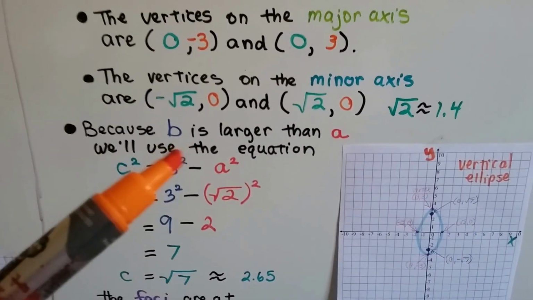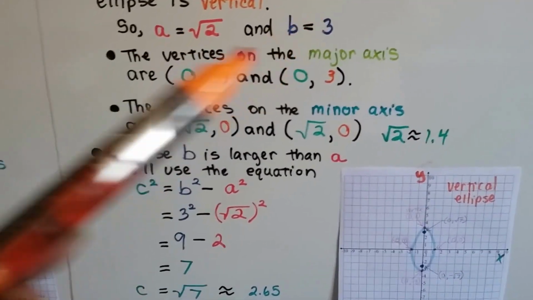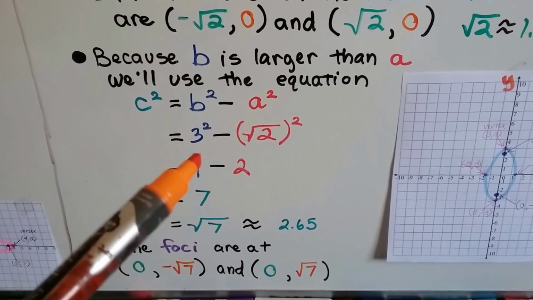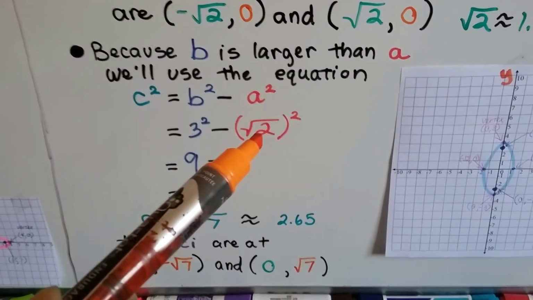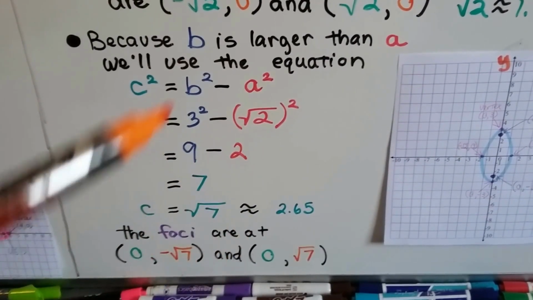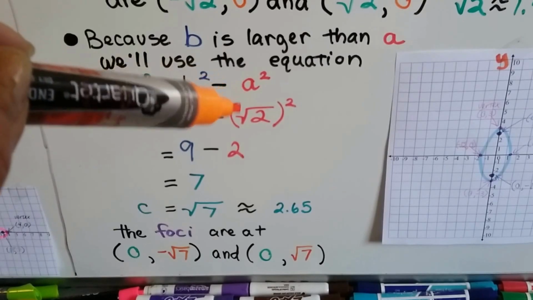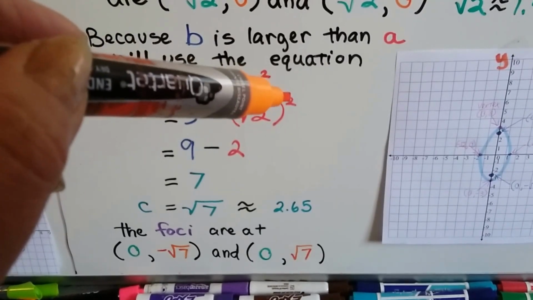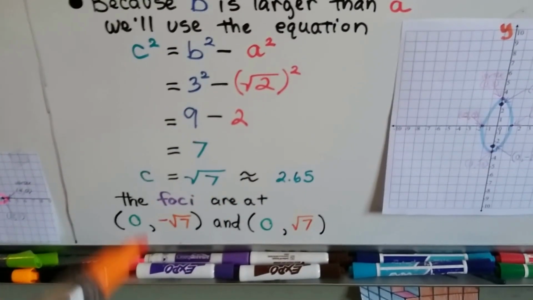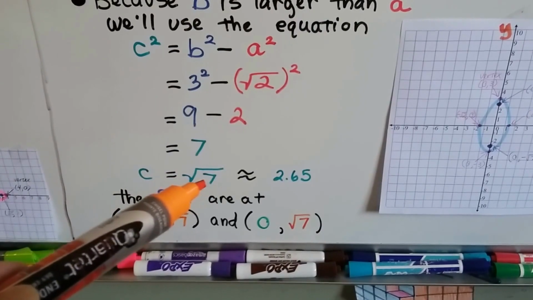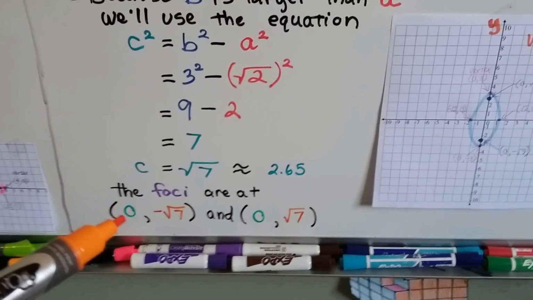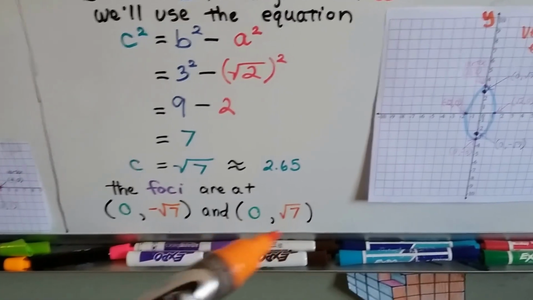Now, because b is larger than a, I'm going to use that flipped around version of the equation, b squared minus a squared. So we get 3 squared minus the square root of 2 squared. That's going to give us 9 minus 2. When we have a square root sign and a 2 exponent, we can just take them off and get a 2, remember? So 9 minus 2 is 7. So we get rid of this exponent, give a radical to this side, and c is equal to the square root of 7, which is approximately 2.65. The foci are at (0, -square root of 7) and (0, square root of 7).